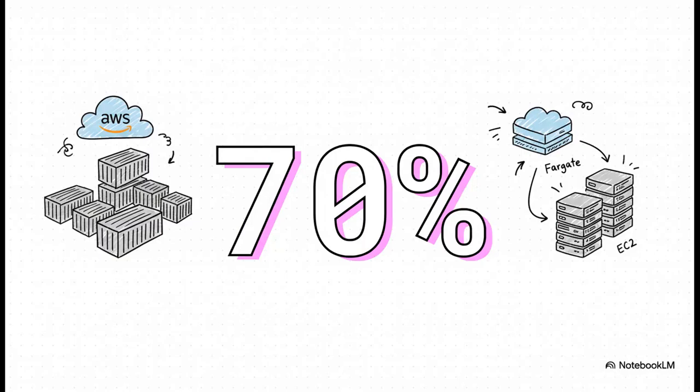And hey, one last little money-saving tip for you. If you have workloads that can be interrupted, think things like batch jobs or your dev and test environments, you have got to check out Fargate Spot. It uses spare AWS compute capacity and can save you up to 70% on your costs. I mean, that's just a massive discount.